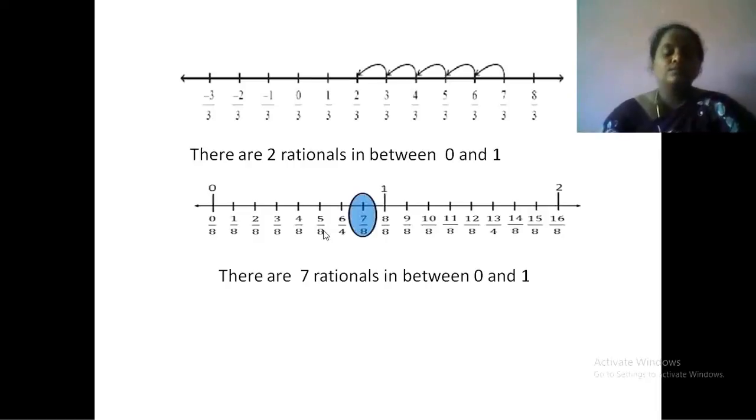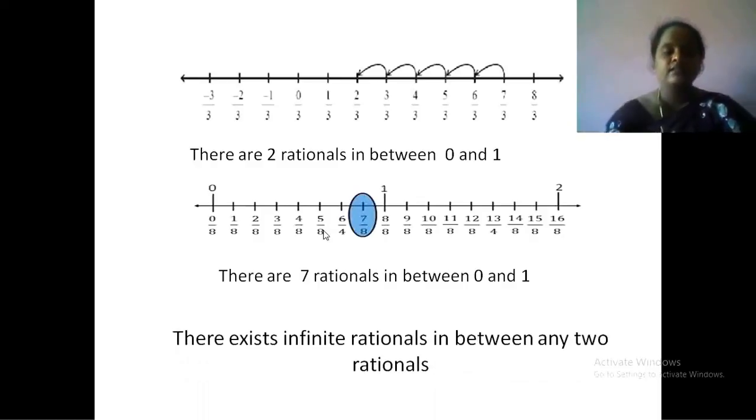So here we can say that in between any 2 rational numbers there exist infinite rational numbers. This property is called the density property of rational numbers. Children, remember that the number line can be written with a denominator 3 or with a denominator 2 or with a denominator 4 or with any denominator.